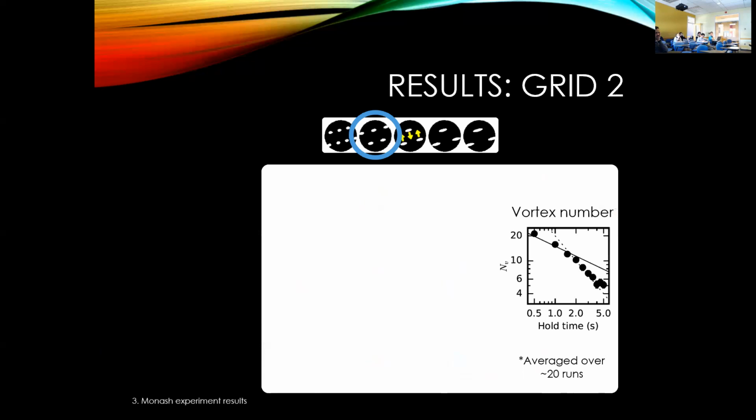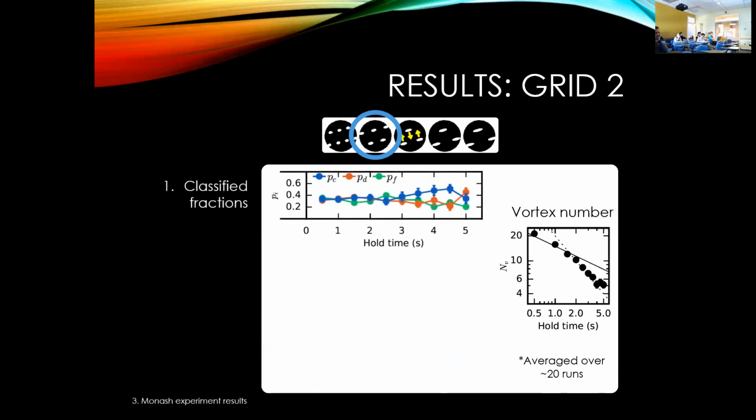And so looking at those classified fractions as a function of time, the fraction of clusters is shown in blue and the fraction of dipoles in red. And you can see that the fraction of clusters is going up over time, and the dipoles are kind of going a little bit down. It's not a particularly strong effect, but it seems to be there.